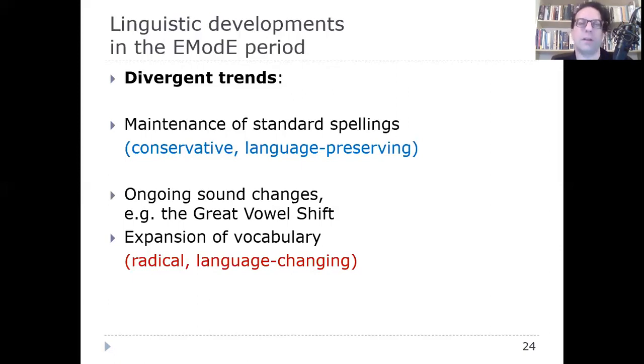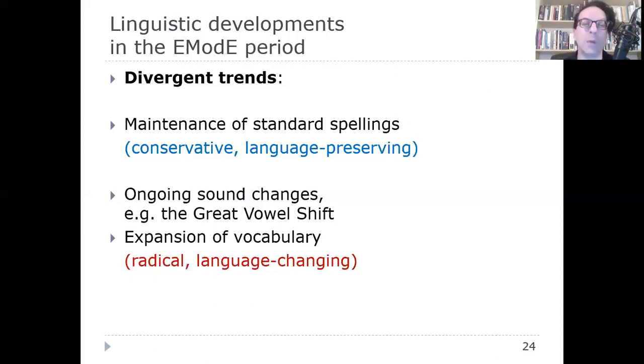And another not conservative, but radical or language changing trend at the time is the already mentioned expansion of the vocabulary. The vocabulary of English is showing the fastest growth ever, with Latin being the #1 donor language. So if you compare these 2 things, we have spellings being conserved, being frozen sort of in time. And at the same time, we have ongoing sound changes.